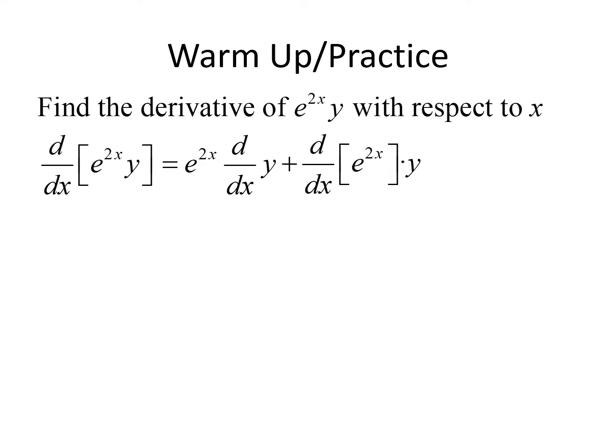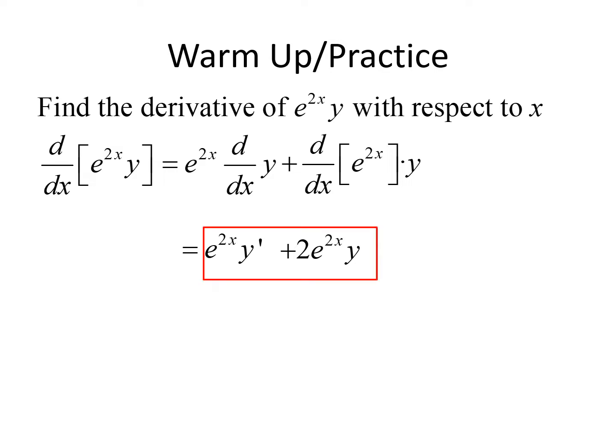If we simplify those, we're going to get e to the 2x times y prime plus 2e to the 2x times y. That'll be the derivative of the product of e to the 2x times y. Keep this in mind. This is going to show up again in just a few moments.